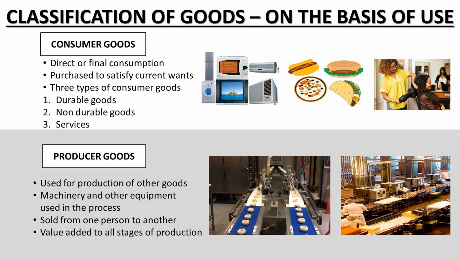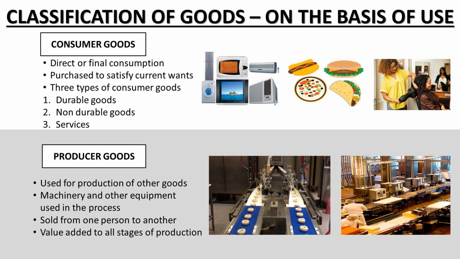We then move on to the classification of goods on the basis of use. It includes consumer goods and producer goods. Those goods that are purchased or available in the market to satisfy human needs are called consumer goods. It is the good which is produced at the end of the production line. We consumers can directly consume the goods once they are purchased.